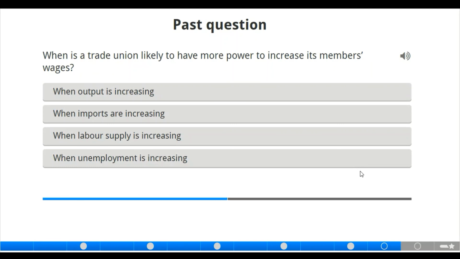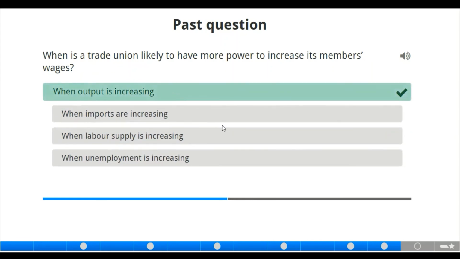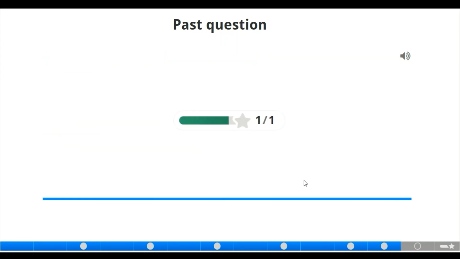Okay, when output is increased, is that so? When imports increase, when labor supply increases, or when unemployment is increased? Of course, it is when output increases, that is when the trade union will have more power to increase its members' wages. That is when trade union will have the power to increase its members' wages.